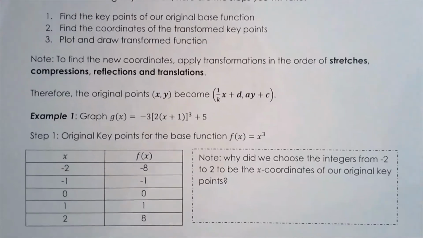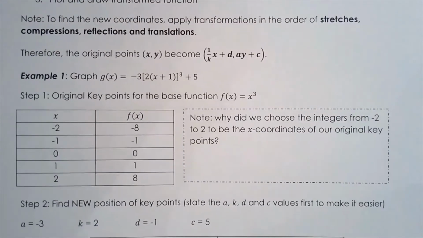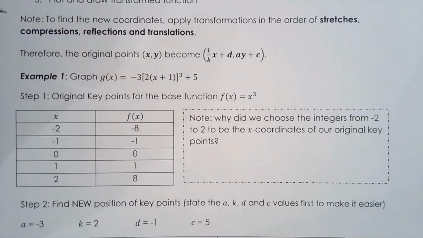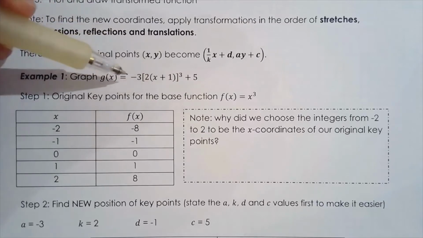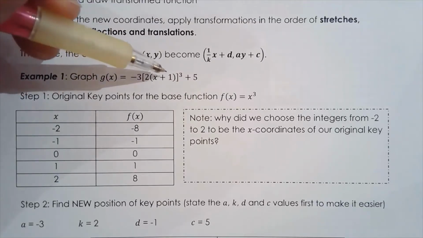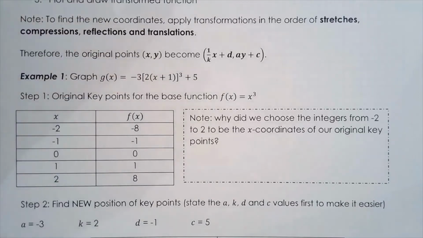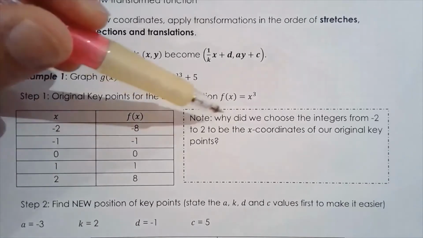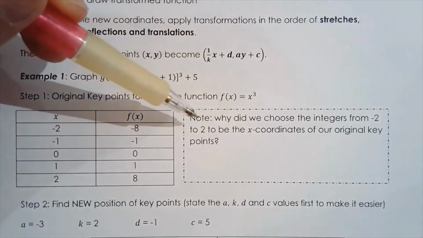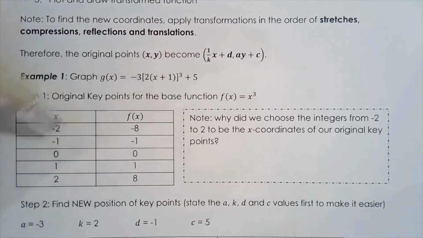All right, so what we're going to do is graph g of x, which is a transformed cubic function. So let's see, a is equal to -3, k is equal to 2, d is -1, and c is equal to 5. So I actually gave you the original points, and I asked a quick question.